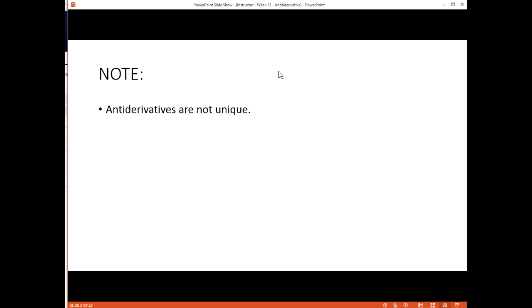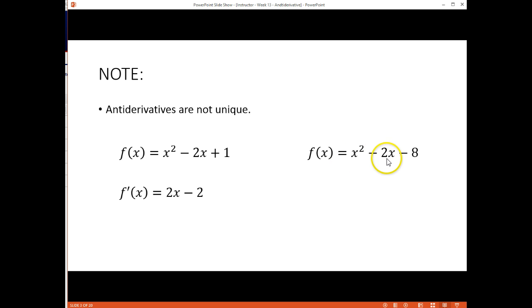Now, please realize that this is a little bit different because antiderivatives are not unique. Okay? What does that mean? Well, let's look at little f of x as x squared minus 2x plus 1. We're used to the fact that if we take the derivative of little f of x, we get f prime of x is 2x minus 2. Well, if I look at another f of x, say little f of x is x squared minus 2x minus 8, this derivative is also f prime of x is 2x minus 2. So going forward, if I take the derivative of the function, I'm always going to get the same answer.